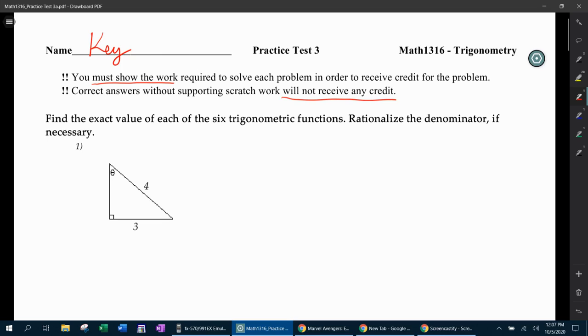Number 1, find the exact value of each of the 6 trigonometric functions. Rationalize the denominator if needed. So notice it does say the exact value. That means no decimal approximations. And if I'm going to find all 6 trig ratios, I'm going to need all 3 sides of this triangle.